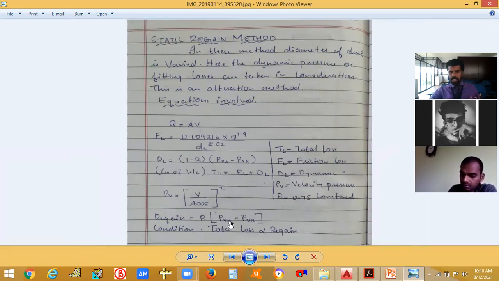The condition here is that however much loss is happening, that much should be regained. With that loss we have to balance and find the duct size. That's the main aim of the static regain method. Initially, we size the duct according to how much fitting loss or total loss is happening, and then we regain that total loss by changing the diameter of the duct. So we need some background knowledge or experience to do that.